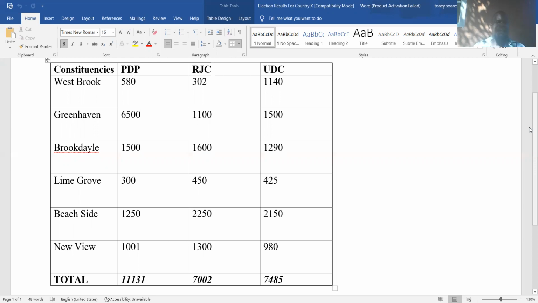Let's look now at Greenhaven. The candidate from PDP got 6,500 votes. The candidate from RJC got 1,100 votes.